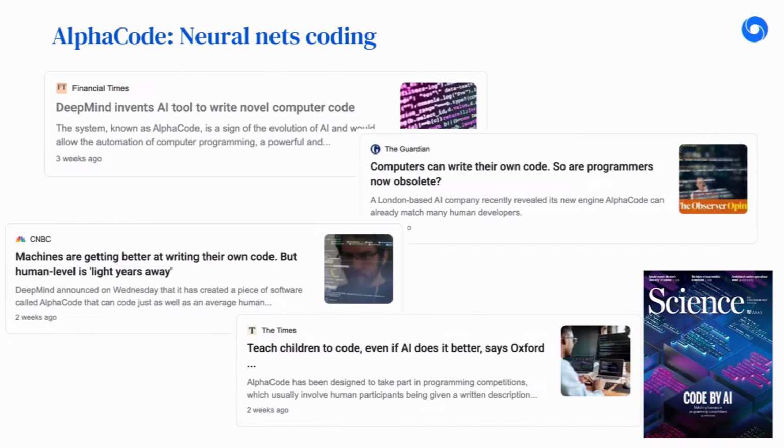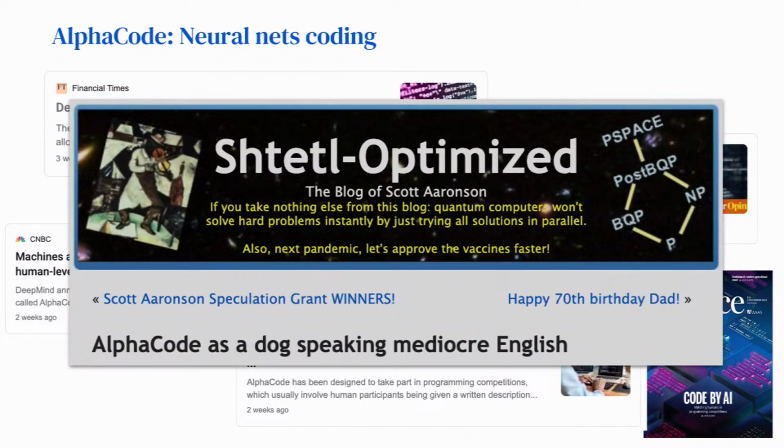And of course, this was big news, got into the science journal. But my favorite take on this was from Scott Aaronson, who has this great blog, Shtetl-Optimized. He mentioned that AlphaCode is like having a dog that speaks English, but everyone is complaining that the grammar isn't right. It's a super cool thing. We're making these huge inroads towards intelligence, and then we start discarding it.